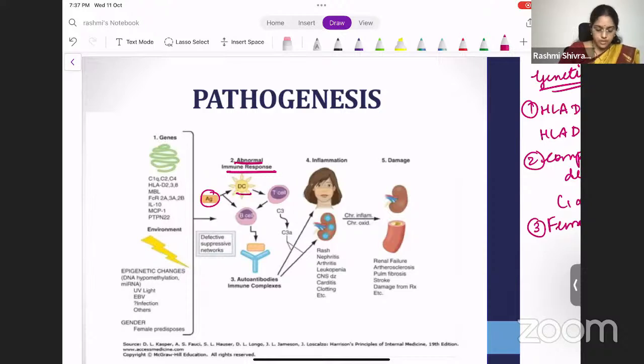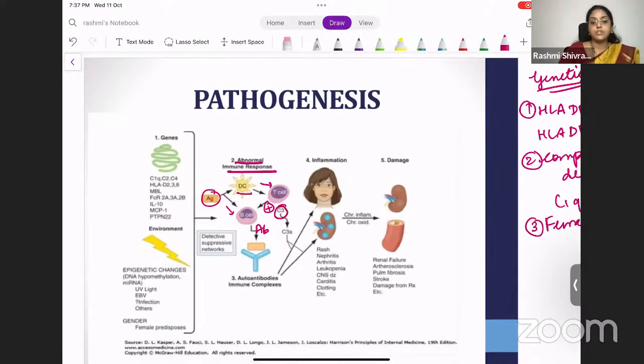What happens because of this? The B cell is getting activated and the T cell is also getting activated. The T cell in turn activates the B cell, because of which antibodies are formed. Simultaneously, the complement system is also activated. C3 is getting converted to C3a. Because of all this process, the immune complexes are formed. These immune complexes cause an amount of inflammation to happen.